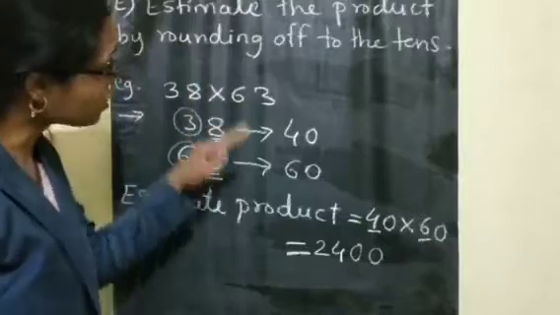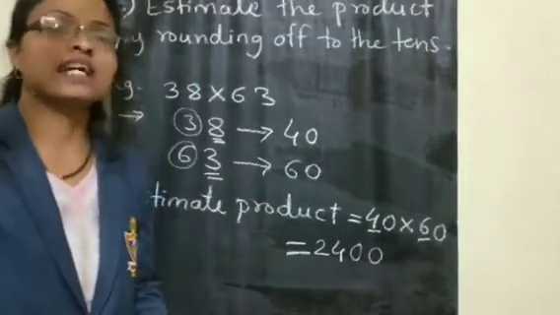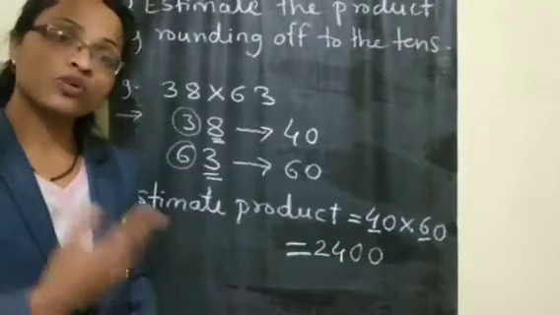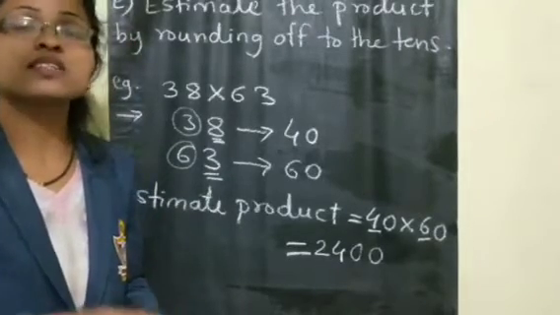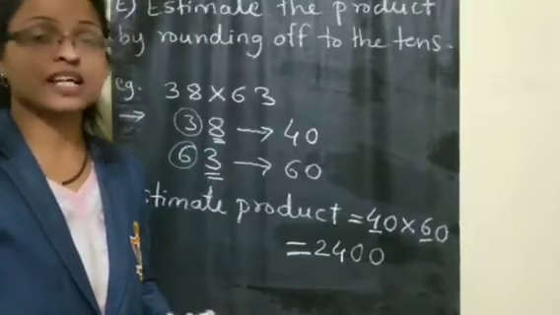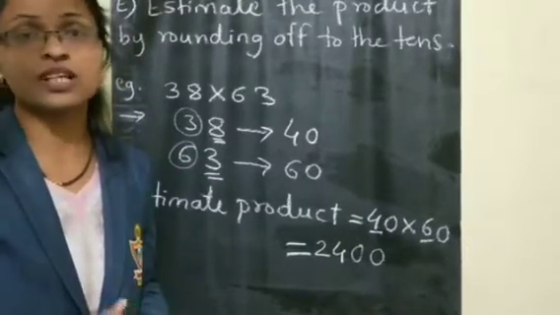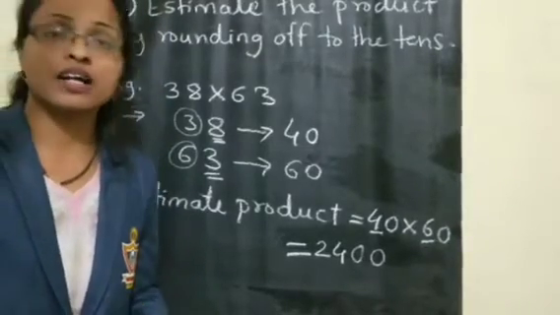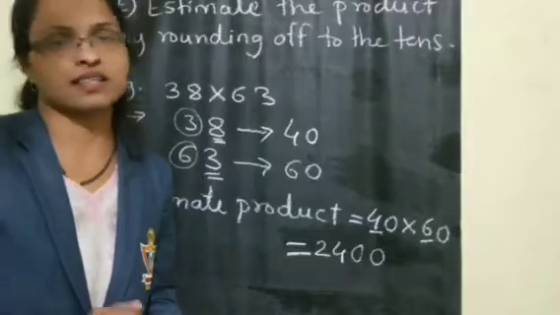Like this you have to solve the multiplication estimation problem. Estimate means always keep in mind, round off the numbers and then find out your sum, difference or product according to the tens, 100 or 1000 place estimation.